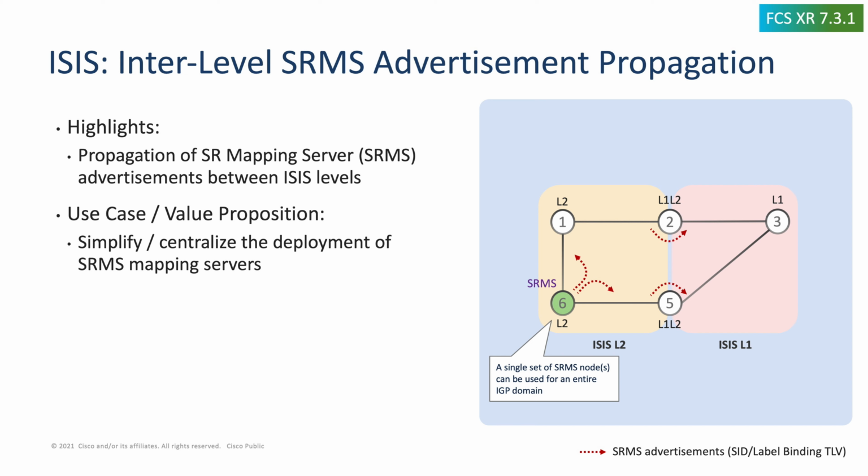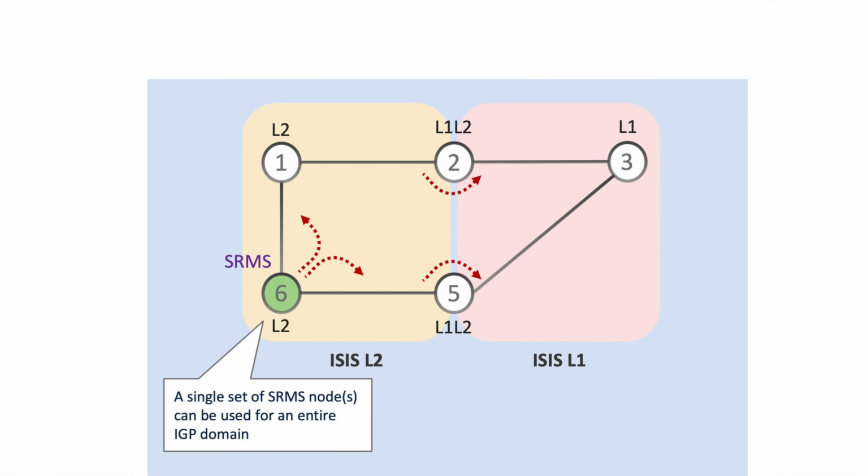What we're doing now is we are actually facilitating the deployment of the SRMS such that the SRMS can be located in one level. So on the picture on the right-hand side, router number 6 is acting as SRMS, and the advertisements coming out of node 6 will be able to be propagated towards level number 1 on the right-hand side via the L1, L2 routers, router number 2 and router number 5. The value of this feature is that it allows me to simplify and reduce the number of SRMS nodes that I need to have, thanks to the propagation of these advertisements between levels.